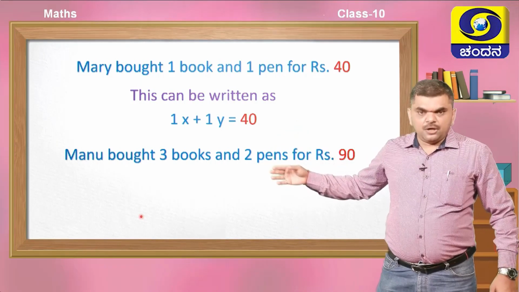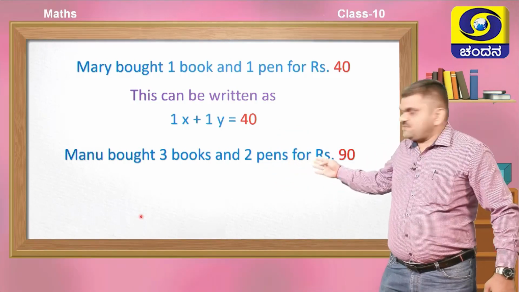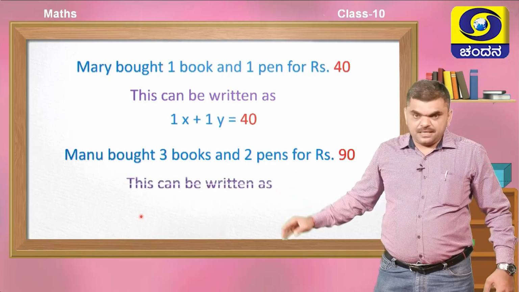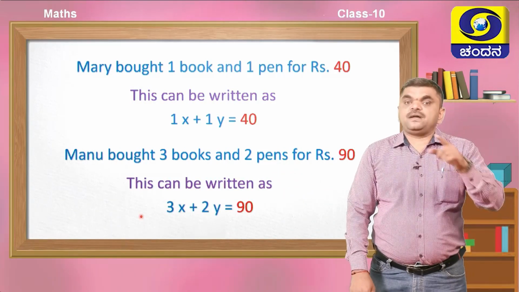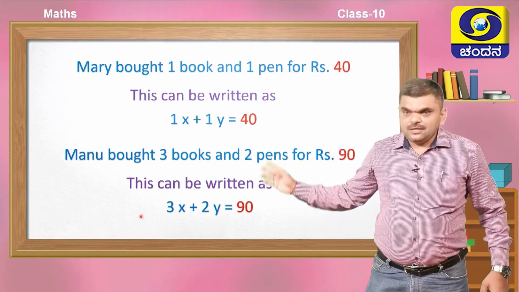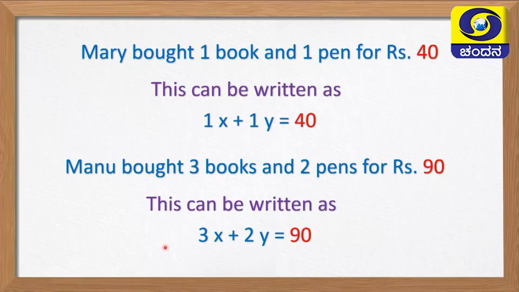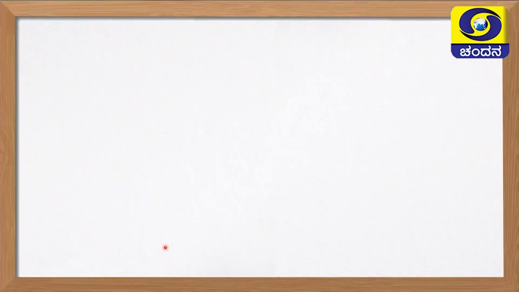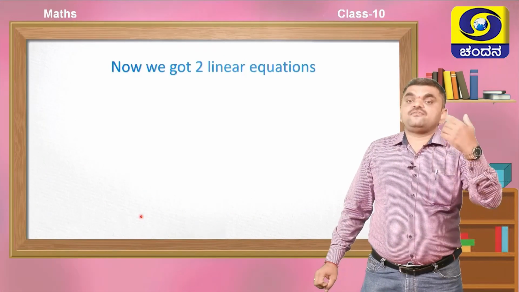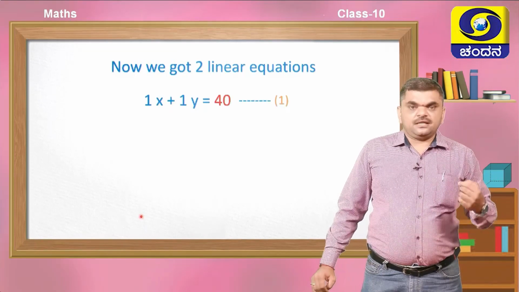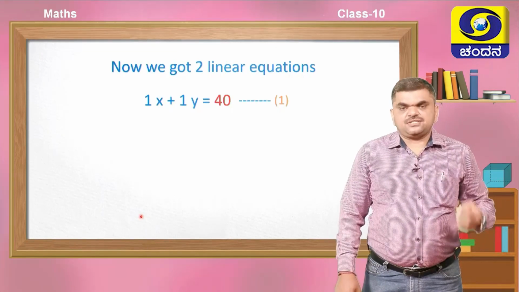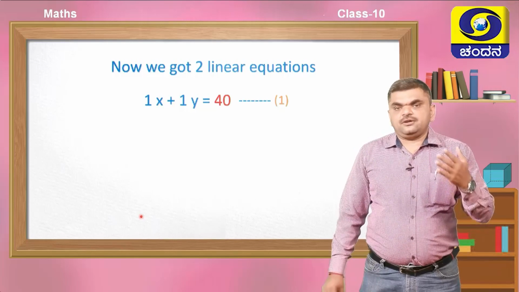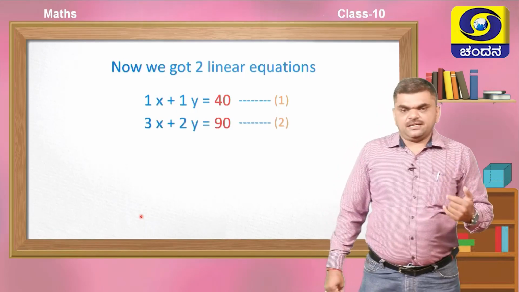And again, Manu bought 3 books and 2 pens for rupees 90, which means 3x plus 2y is equal to 90. Children, we have to find out the values of x and y. These are called a pair of linear equations. Here we have to find out the value of x and the value of y, children.